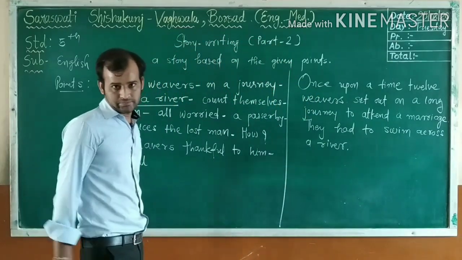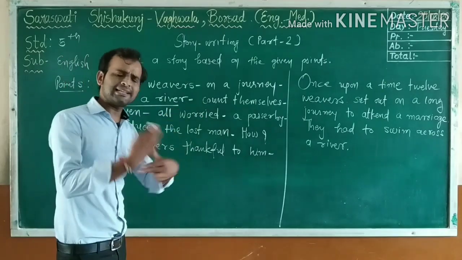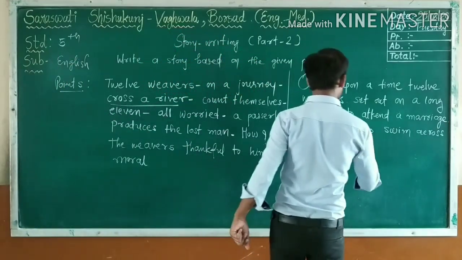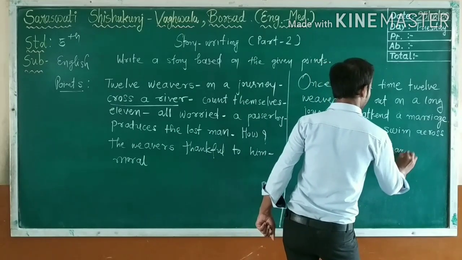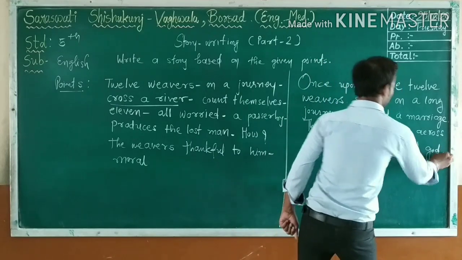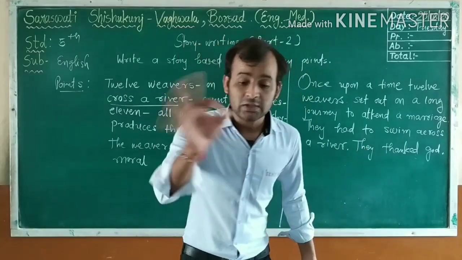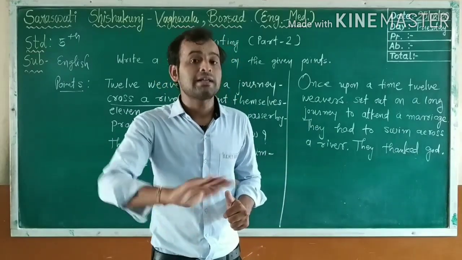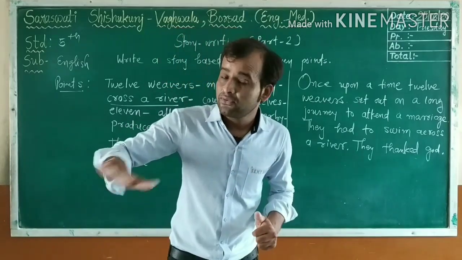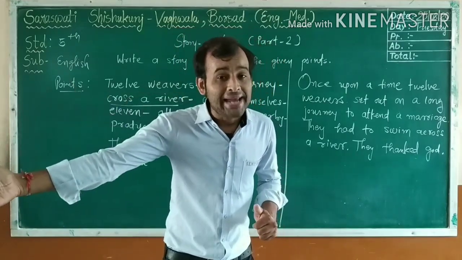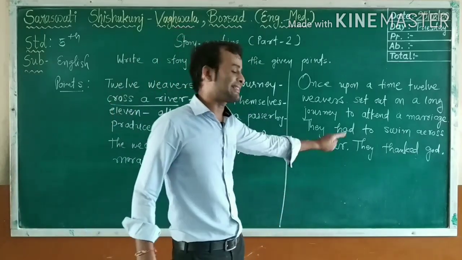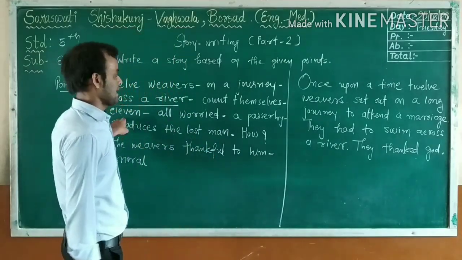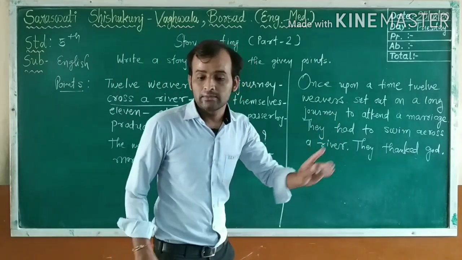Now let's see. Count themselves. So directly count themselves? No. What will you write, dear students? They thanked God. Why did they thank God? Because they crossed the river safely and reached the other bank of the river. That's why they thanked God. Now the next sentence: 11, count themselves.